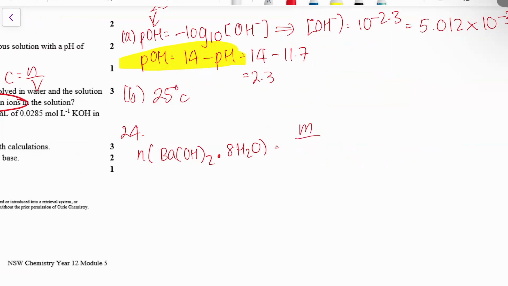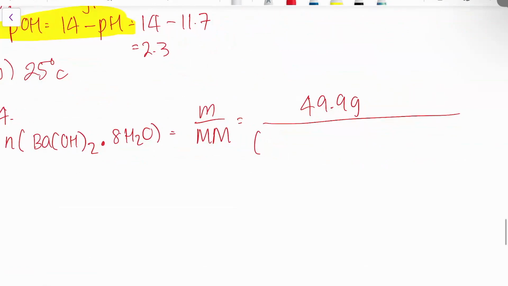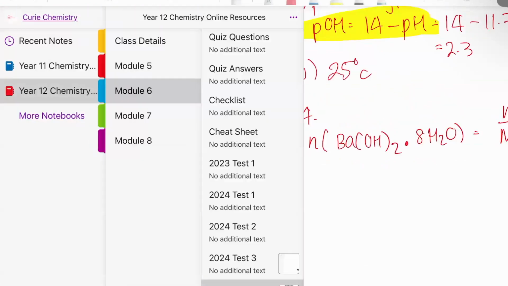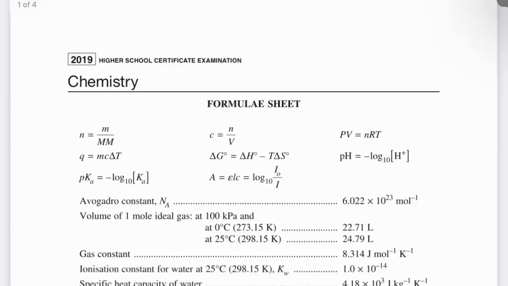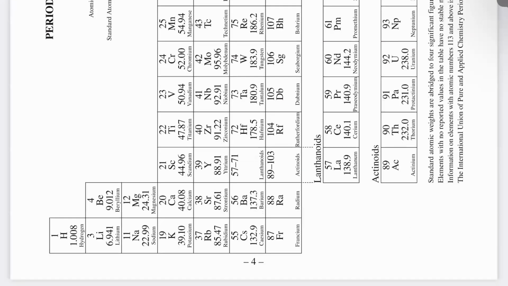So mass on molar mass is 49.9 grams. What's the molar mass for barium? I don't have my periodic table. Let's have a look for it. Barium is 137.3.